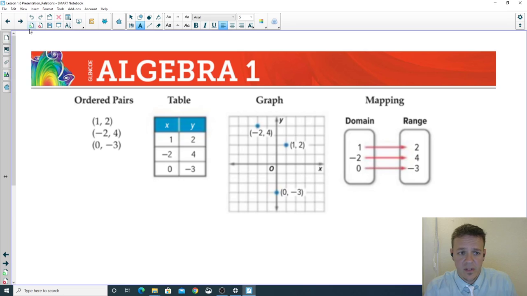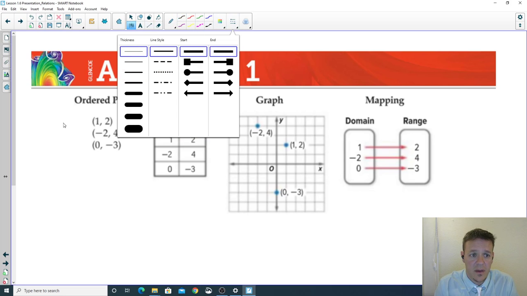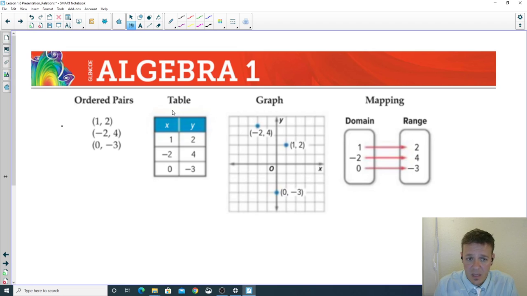All right, so first off, as we go through, this is what would be representations of different relations. Okay, so first over here on the left are ordered pairs, followed closely by what a table is. So when I ask you what is ordered pairs, you'd be able to identify it's these. A table is always set up with X and Y. A graph, simple enough, you guys are doing it. But the one you may not have done a lot of is mapping.